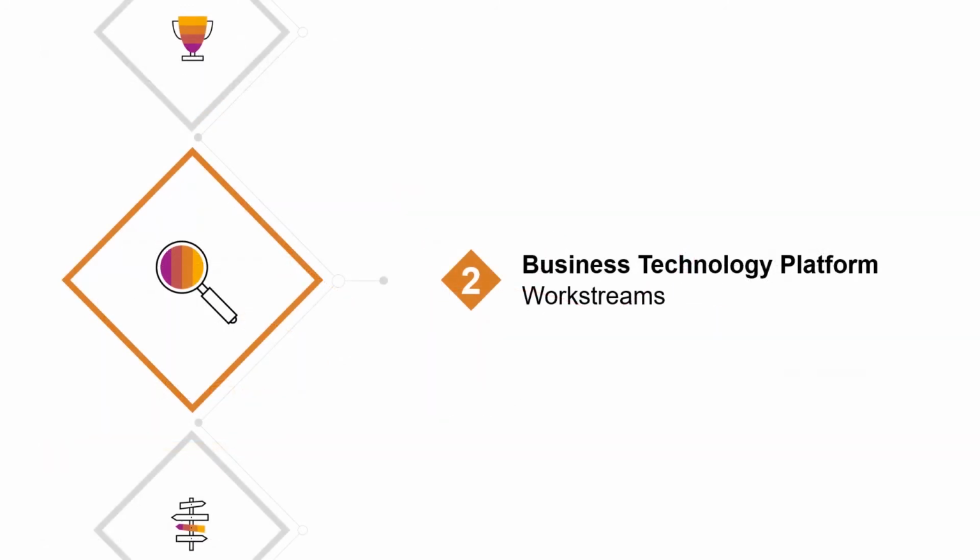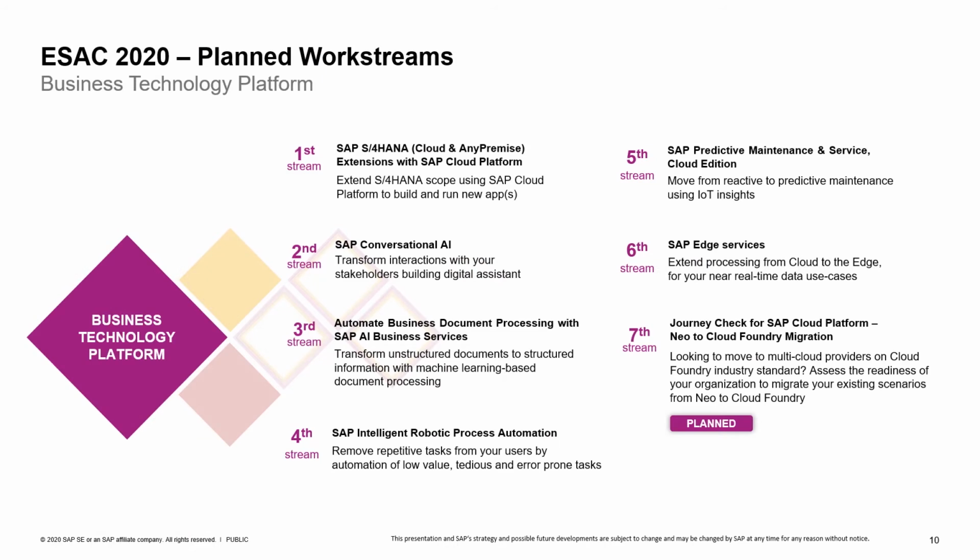Now let's get back to the work streams for the business technology platform. As I mentioned, we have 6 work streams already running and a 7th being developed and planned to be released by September latest. And this 7th is particular because we are piloting a new remote service called Journey Check. This is basically an early assessment to evaluate your readiness on a particular topic.